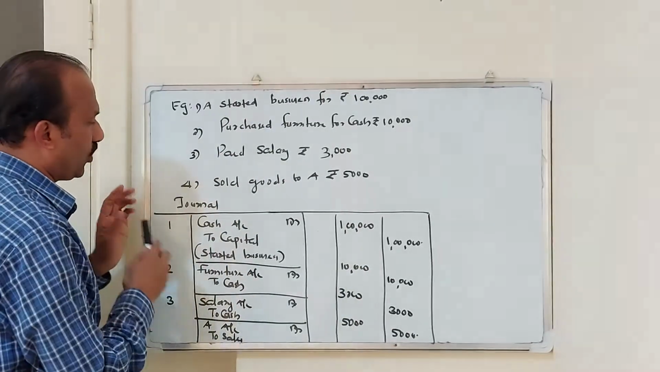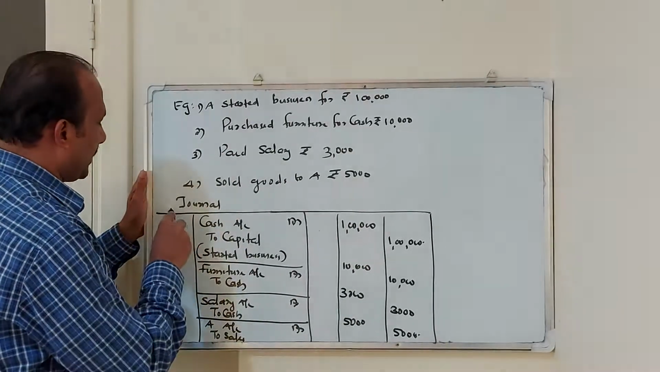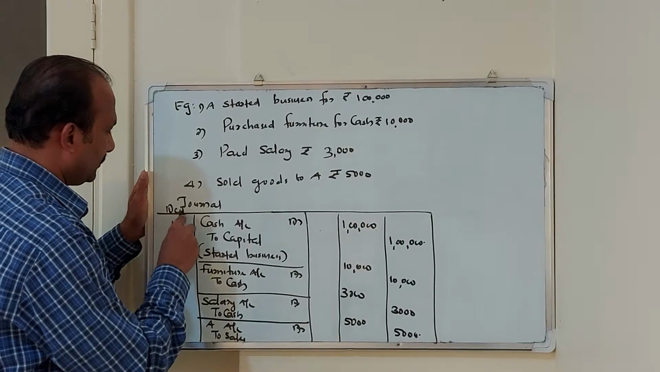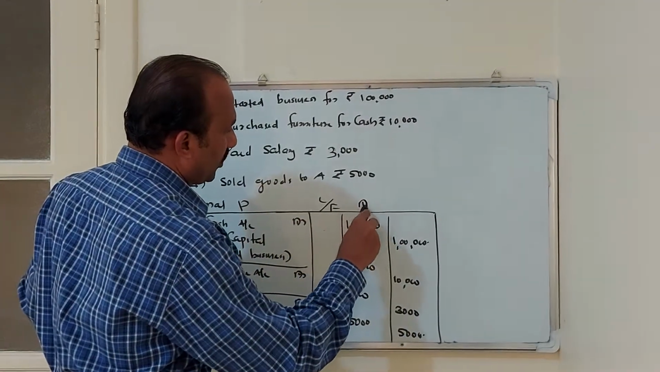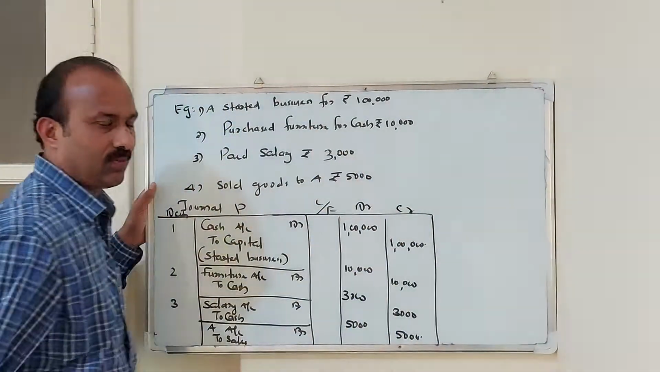Look, this is the format of the journal. You can write here: the date column is here, this is the particulars column, this is the ledger folio column, the debit column, and the credit column. You can write like this format.